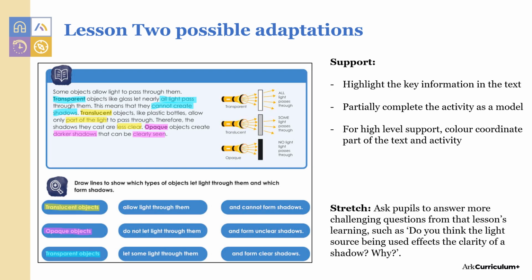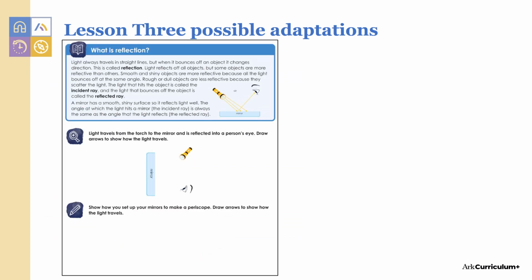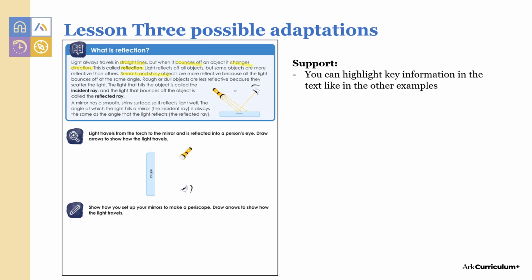Stretch pupils by asking a challenge question such as, do you think the light source being used affects the clarity of a shadow? Why? As with the other examples, support pupils by highlighting the key information in the text. You could be doing this by snipping and pasting from the ebook, then printing and sticking into workbooks. Or you could print the corresponding slides with the text enlarged to give pupils separately.